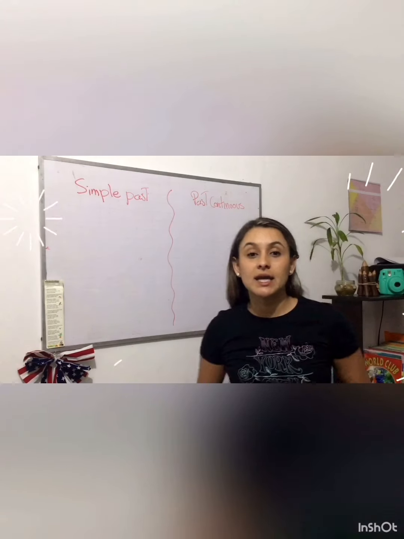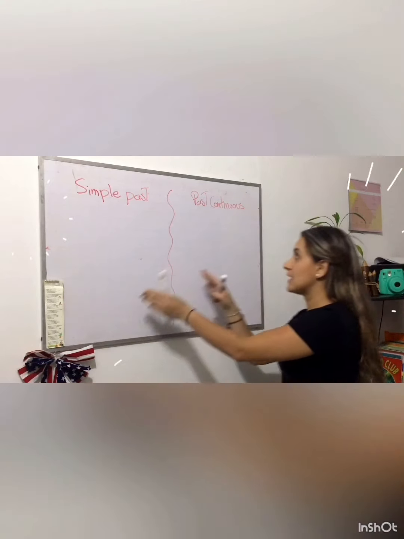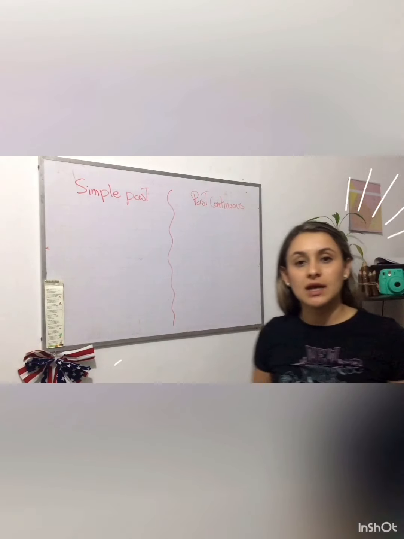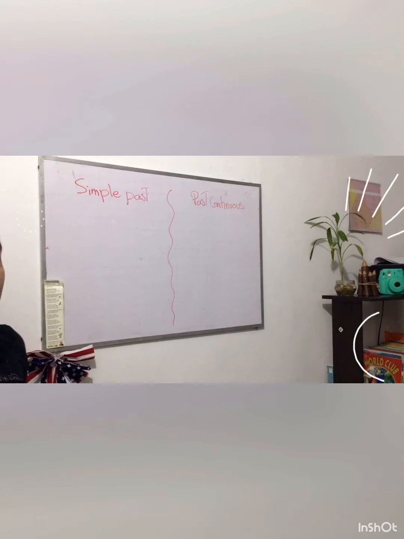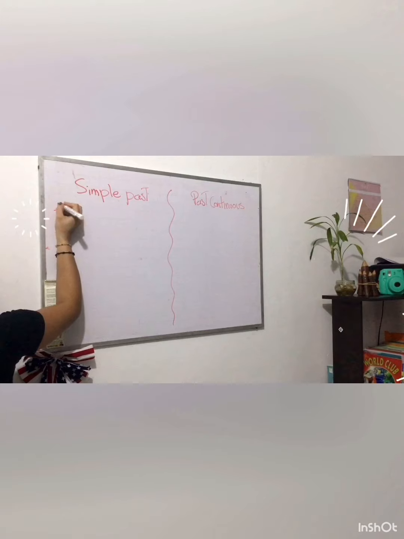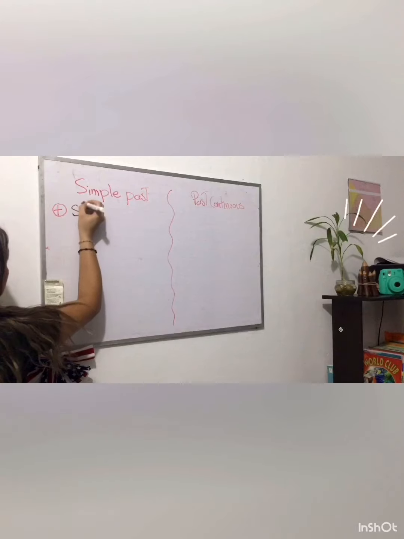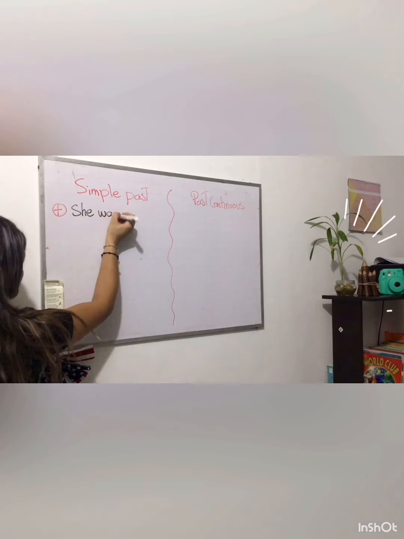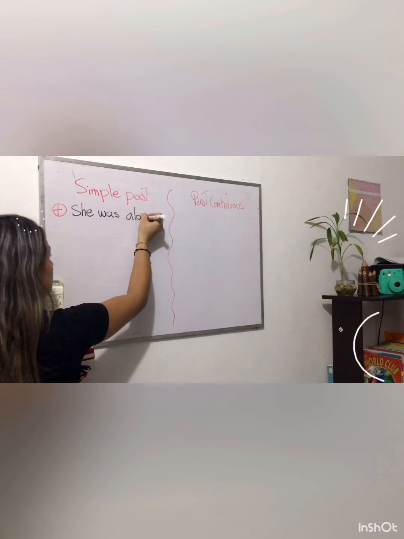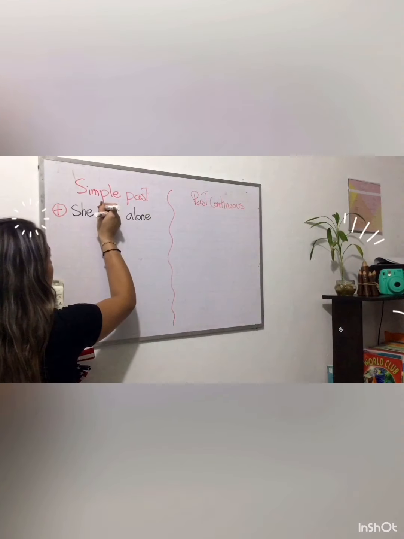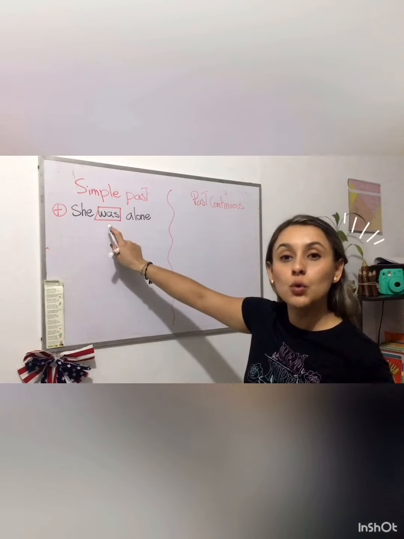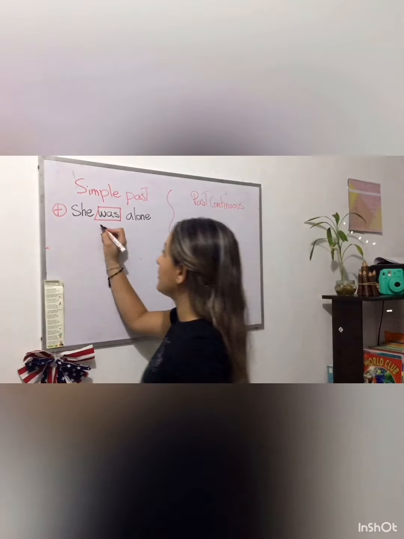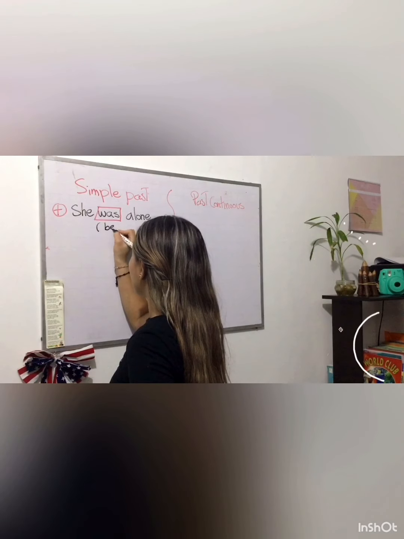We are going to start checking on how to write in simple past and how to write in past continuous. Easy peasy, guys. So you need to take into account. For simple past, we have positive sentences. Positive sentences, guys. So, she was alone. This is the main verb. Main verb. El verbo principal es was, estuvo, estaba. Este es el pasado de el verb to be, para ella.